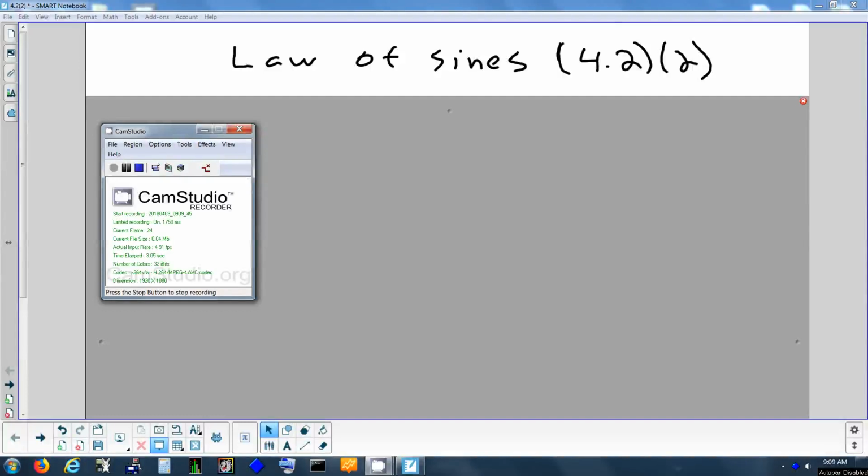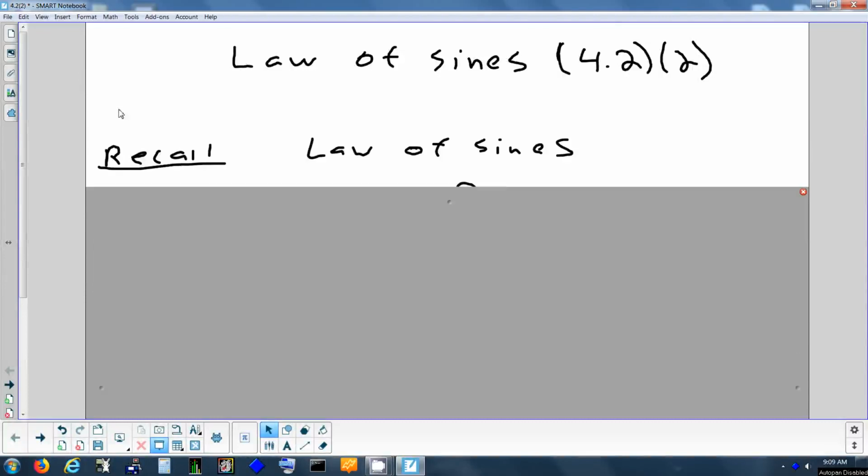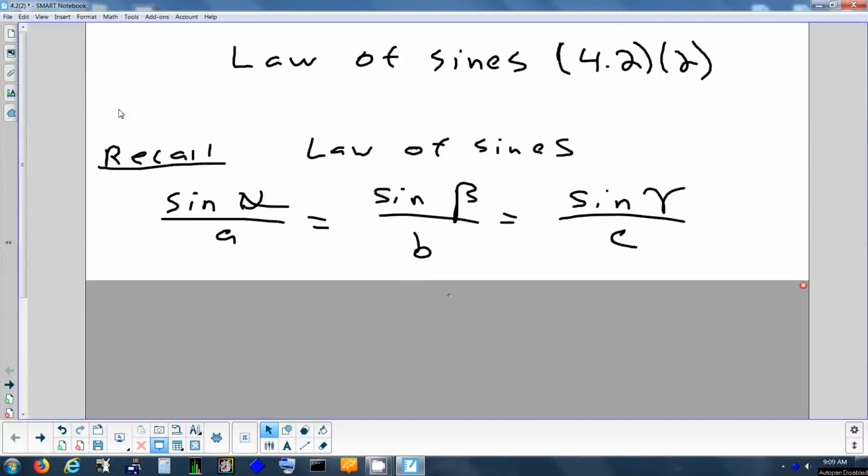All right, so we're going to continue looking at law of sines, so still in section 4.2. Just a reminder of what the law of sines is if you weren't here yesterday. Sine of alpha over A equals sine beta over B, which equals sine gamma over C.